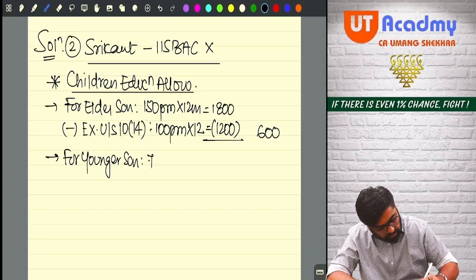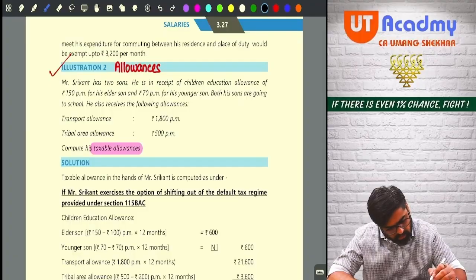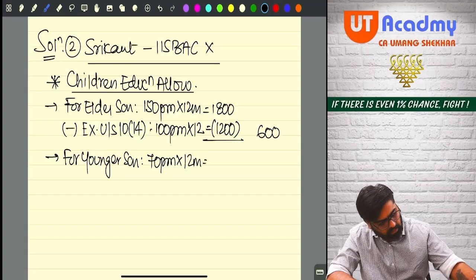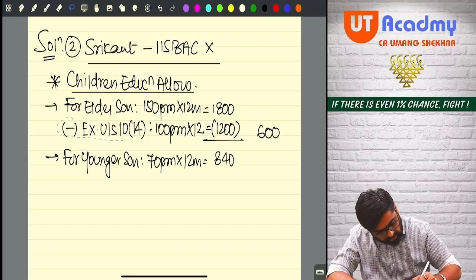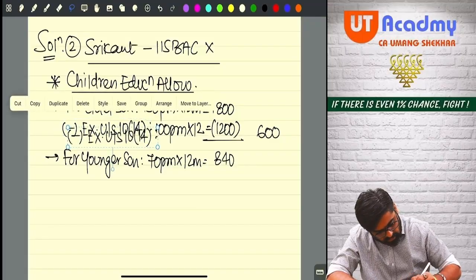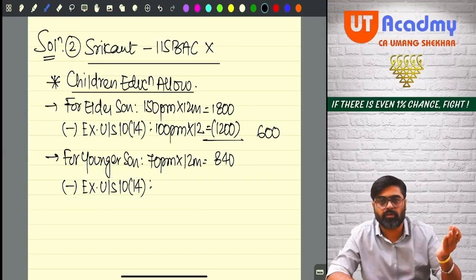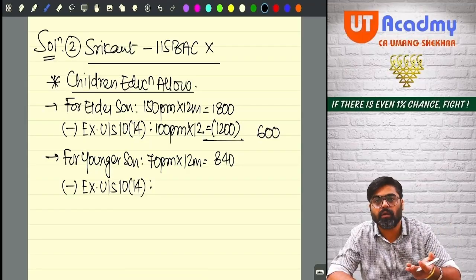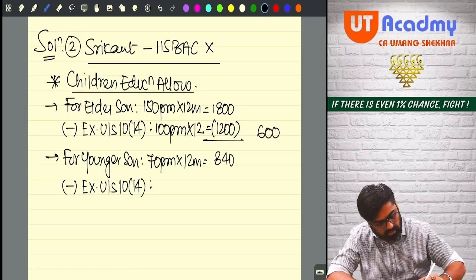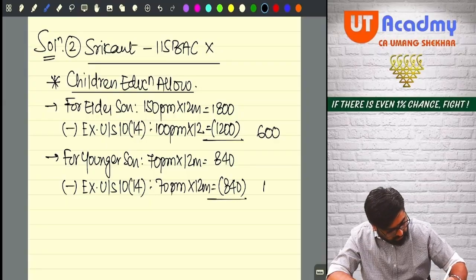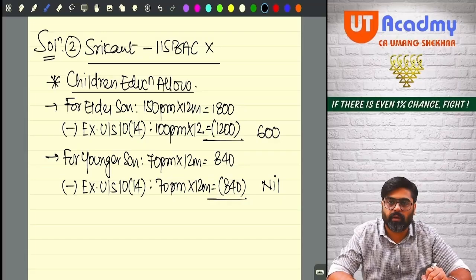And for the younger son, he is receiving 70 rupees, no? Only 70. Yes, 70 rupees per month into 12. So it will be 840. And exemption will be how much? Come on, tell me. Exemption will be the entire 70, no? Because the allowance received is less than 100. So the amount received will be exempt. 70 into 12, 840. How much will be taxable? Nil. So this was children education allowance.